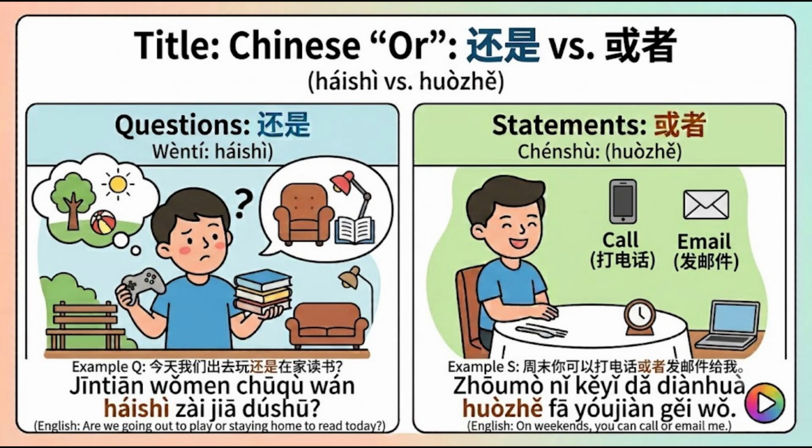Have you ever wanted to say "or" in Chinese, but suddenly got confused? Should you use háishì or huòzhě? Many Chinese learners make this mistake because both words can mean "or" in English, but there is one simple rule that can help you remember them forever.